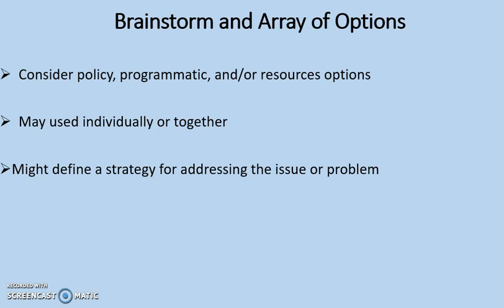And then you might also, in brainstorming your options, define a strategy for addressing the issue or problem. So you have to describe in the course of developing your policy alternative, the one you end up choosing, why is this the best strategy looking at policy, programs and/or resources? Why is this the best policy for addressing the issue or the problem at this particular time?